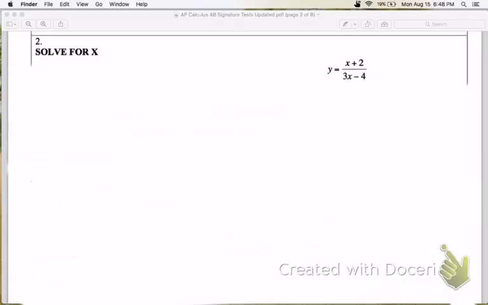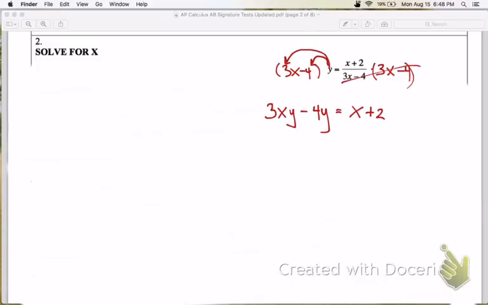In order to go forward from here, my goal is to get x in only one place. And so I'm going to show you how we're going to do that when you have an x on top and bottom. So first things first, we're going to get rid of the denominator on both sides by multiplying by the denominator. So multiply by 3x minus 4 on both sides. Notice that on that side, those cancel because we're multiplying and dividing. On the left-hand side, we have 3x minus 4 times y, so I'm going to distribute that y to both of these terms. So we get 3xy minus 4y equals, and then whatever's left in the numerator on this side of the equation, which is x plus 2.